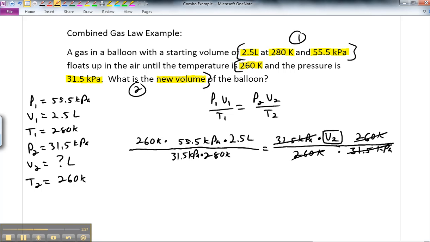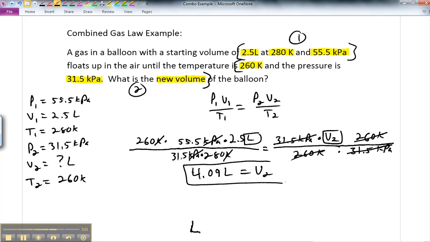Now let's go ahead and cancel out the units on the left. Kelvins cancel with Kelvins, kPas cancel with kPas, and you're left with liters, which is the unit for volume. That's the way to check to see if you have the math done correctly. Now when I multiply 260 times 55.5 times 2.5, and then divide that by 31.5, and again by 280, I get 4.09 liters. And that's my value for V2. And we're done.